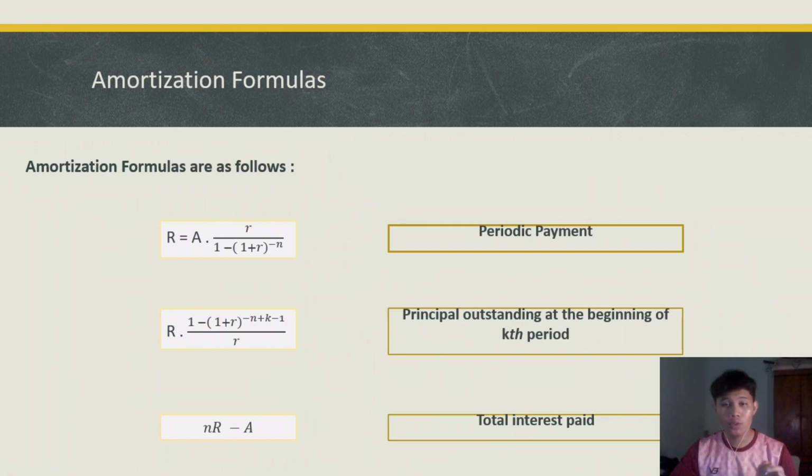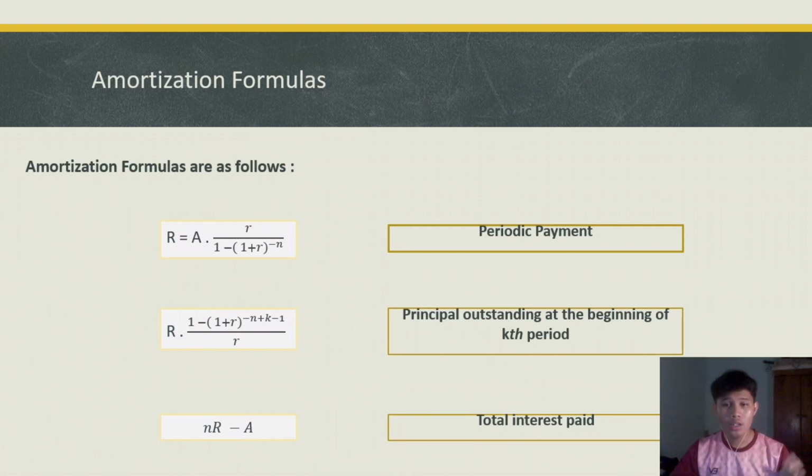First of all, we go through the periodic payment formula. The periodic payment formula is A, which is the initial amount, or principal, or loan, times the interest rate over 1 minus (1 plus R, the interest rate) to the power of negative n, where n is the number of periods. If you plug in the numbers accordingly, you will get the periodic payment, which is represented by the capital R.